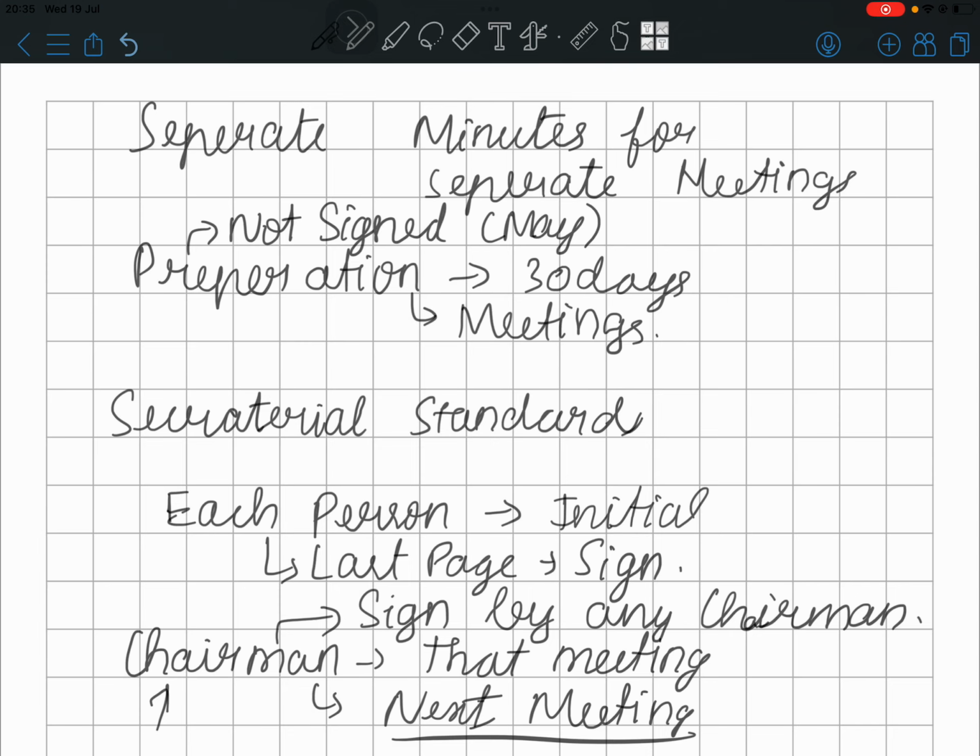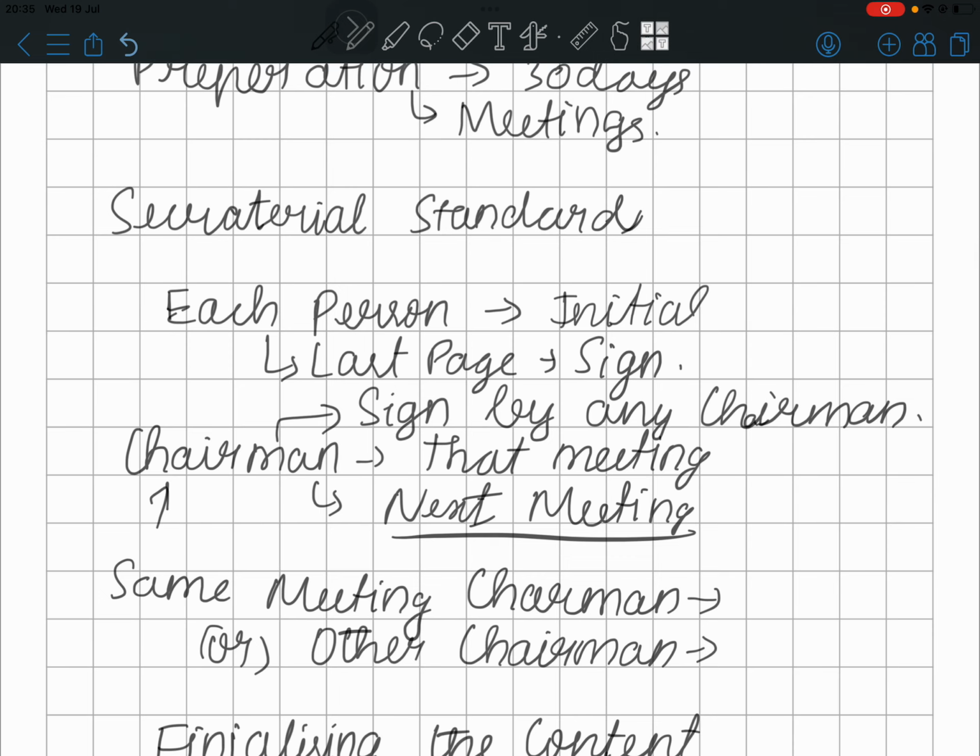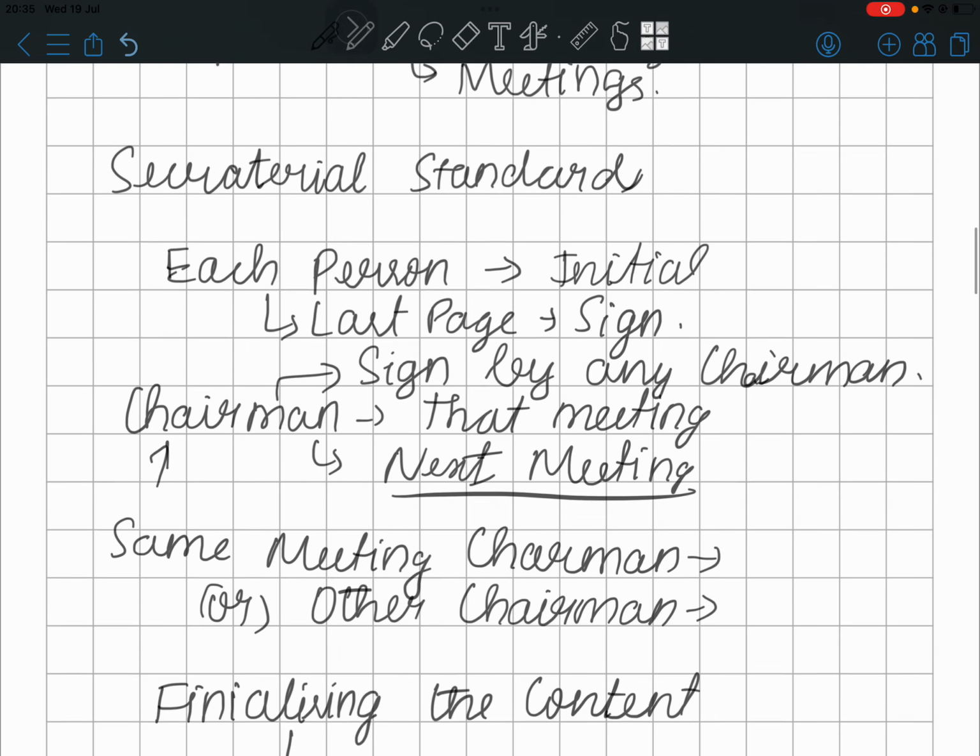Any board meeting minutes need to be authorized. Who will sign? The chairman of that meeting or the chairman of the next meeting can sign. For signing, the minutes may run to 30 or 20 pages. Do you need to sign every page? No. From the start to the second-last page you can initial, and signing the last page is enough. This is as per the secretarial standards.